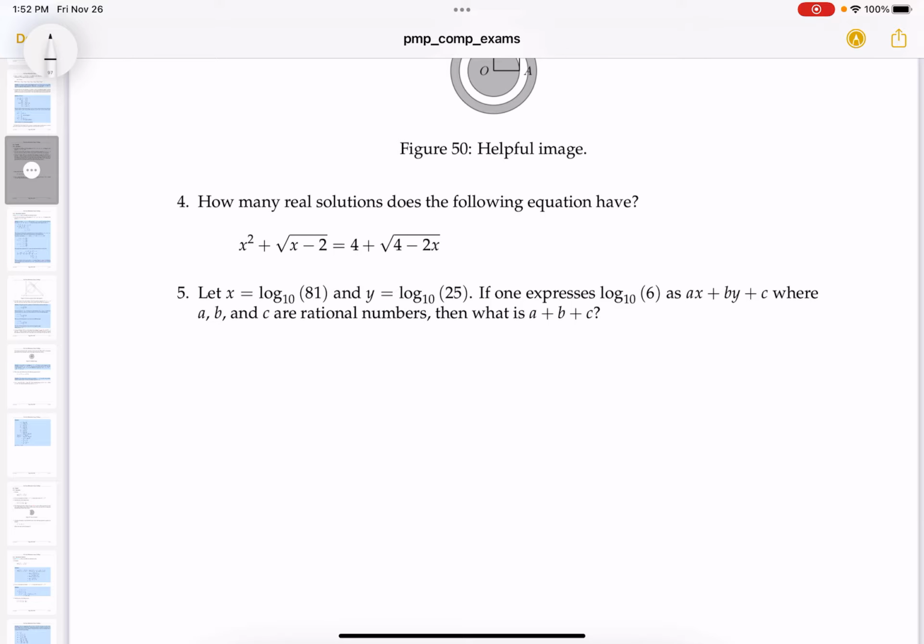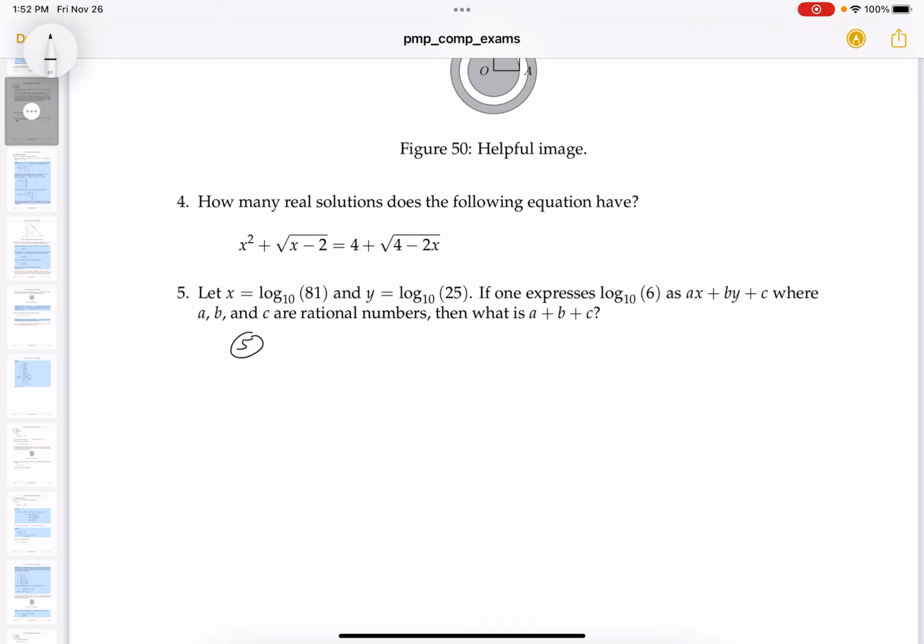So I'm going to write this down for you, number 5. And the way I'm going to do that, I'll write x equals log base 10 of 81. I want to point out it's just one possible simplification. This is log base 10. And 81 would be 3 to the 4th power. And that means 4 log base 10 of 3 would equal x.